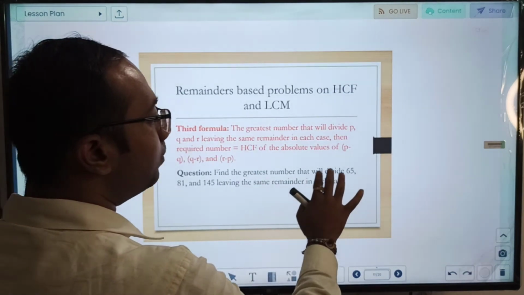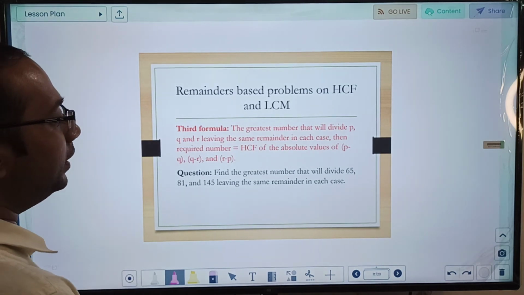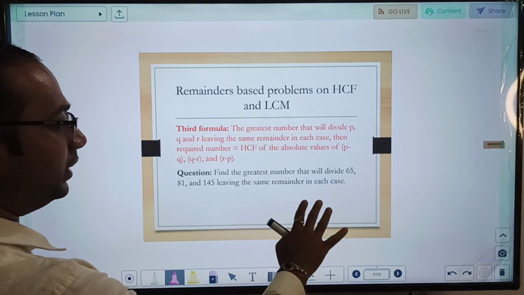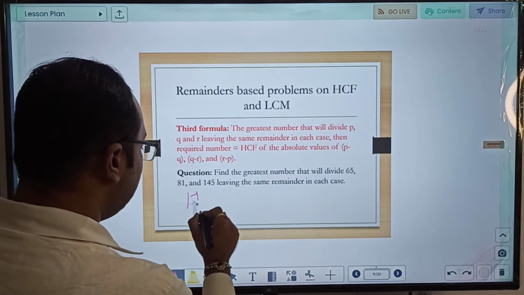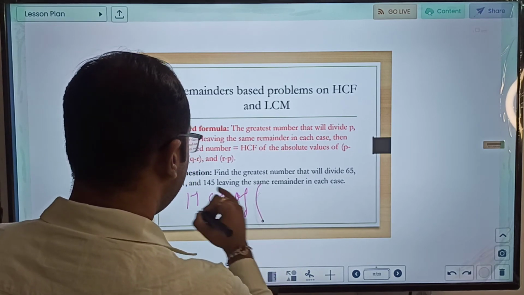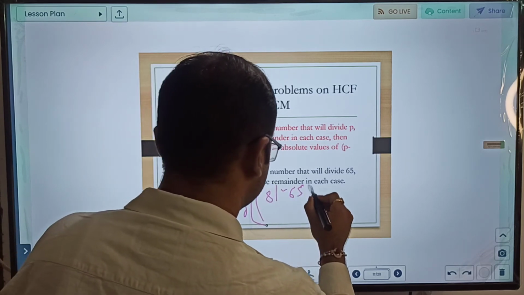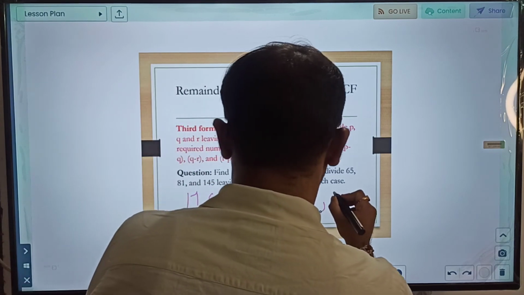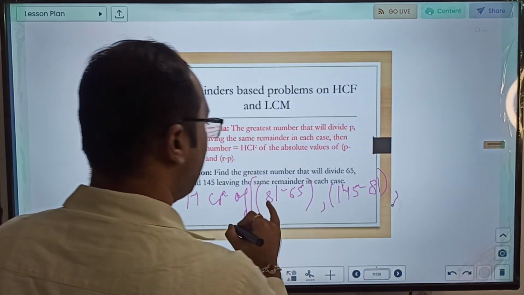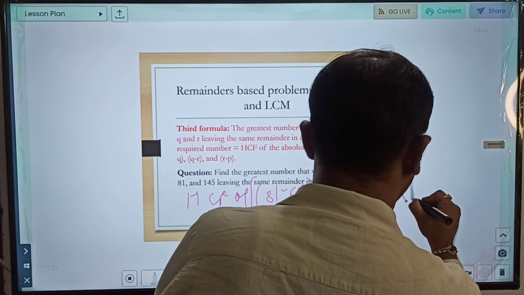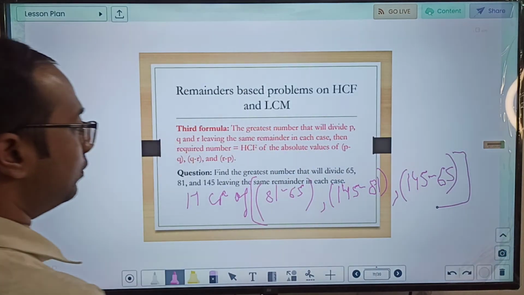If you have to find the greatest number which will divide 65, 81, 145 and the same remainder is given, what will happen is we have to find the differences between the three sets of numbers and find the HCF. So basically it is the HCF of 81 minus 65, 145 minus 81, and 145 minus 65. We have to find the HCF of these three cases.